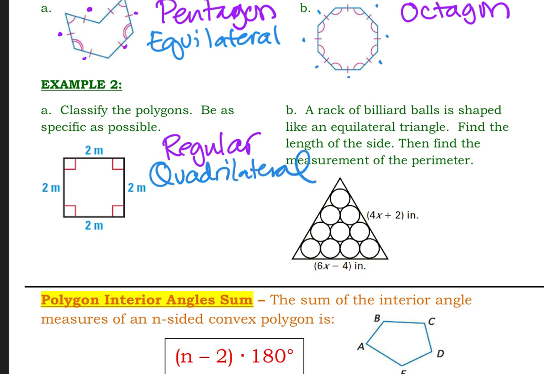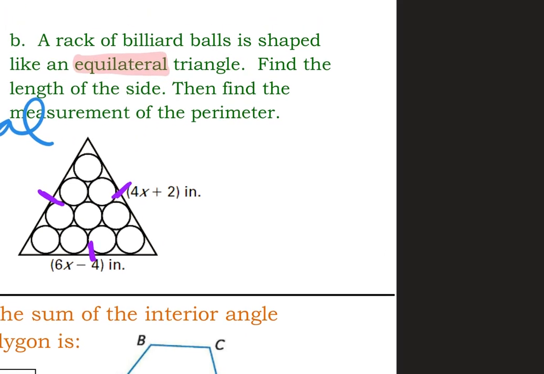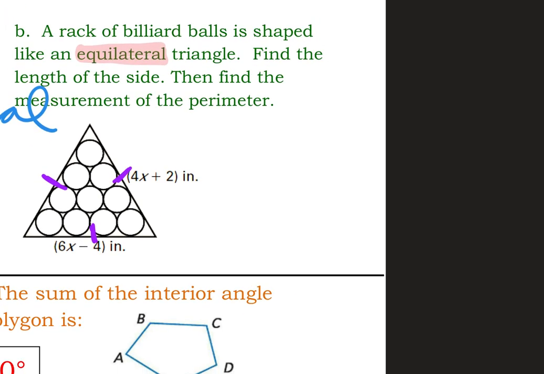All right, when we look at B, it says here we have a rack that's shaped like an equilateral triangle. What does equilateral mean? That all the sides are the same. Good. All the sides are the same. So we can go ahead and mark all the sides the same. Then it says find the length of the side and then find the measurement of the perimeter. So the very first thing we have to do is find the length of the side. Well, we don't even know what the side is, right?